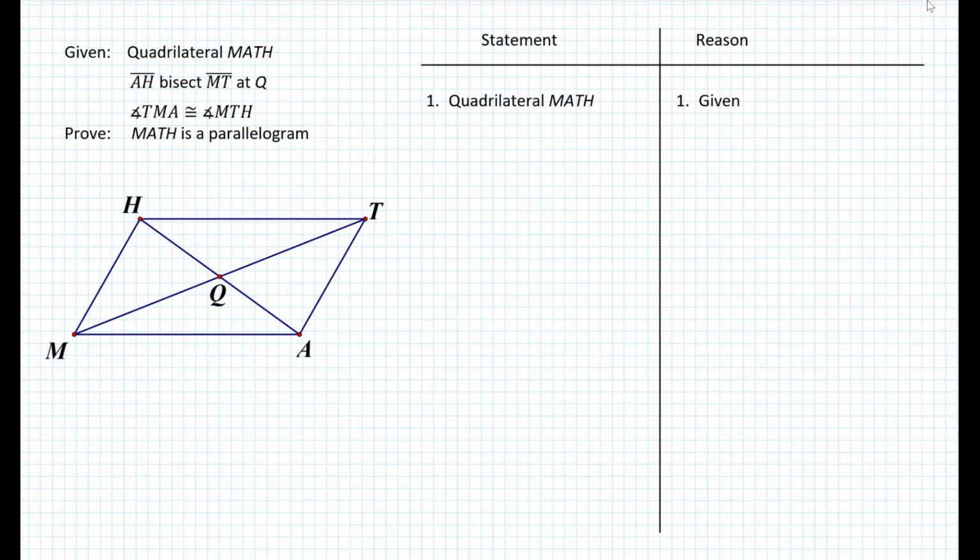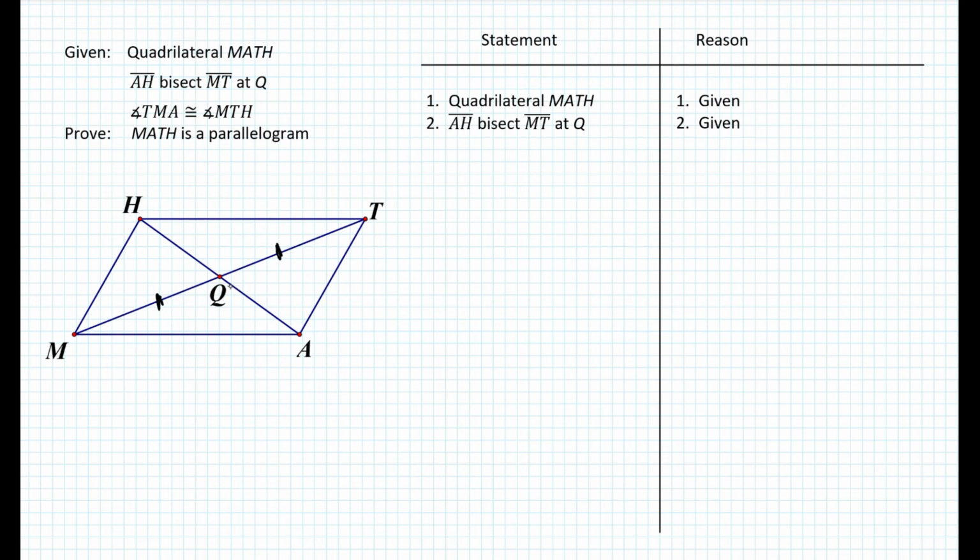First, we want to write quadrilateral MATH, which is given, and there's really not much we can conclude from that first step. So let's see what we can conclude with the second given, that segment AH bisects segment MT at point Q. From the diagram, we have AH bisecting MT, so that means that this segment is going to be congruent to this segment over here, okay?